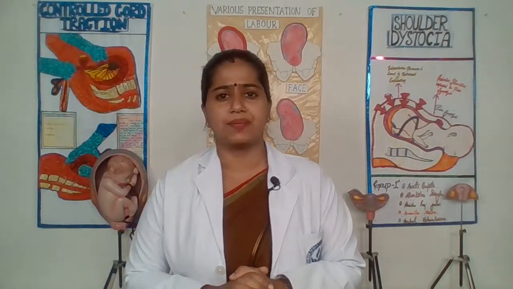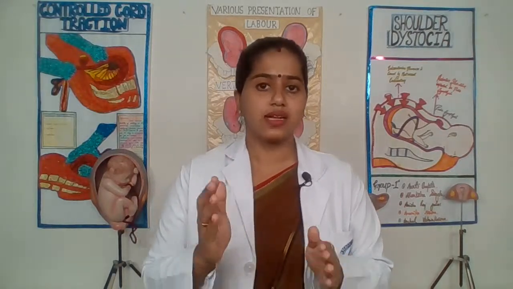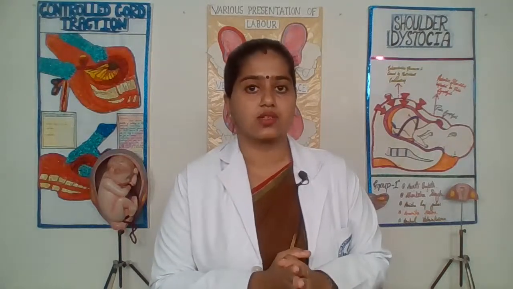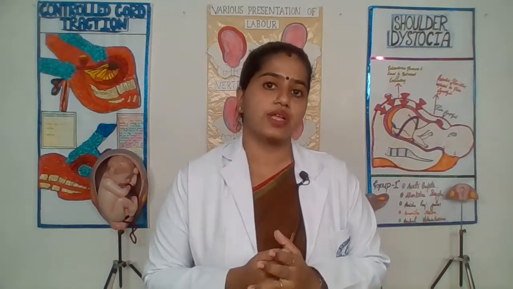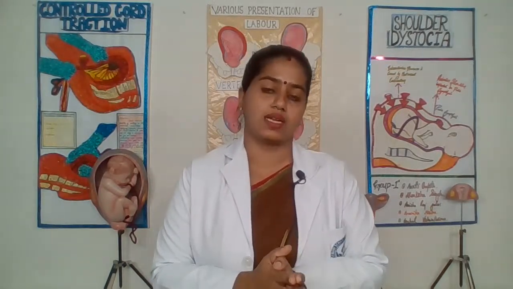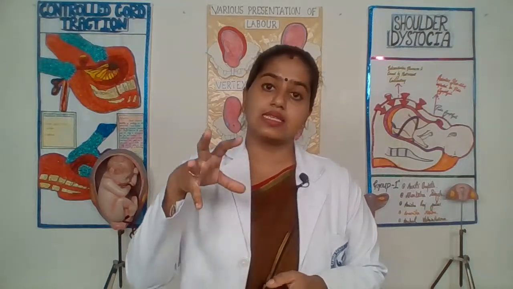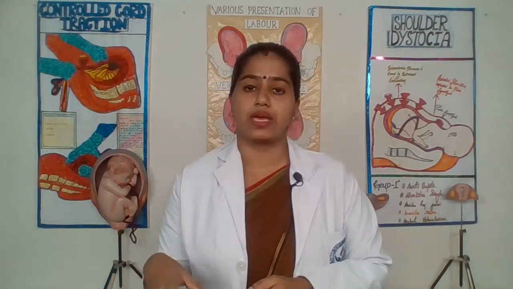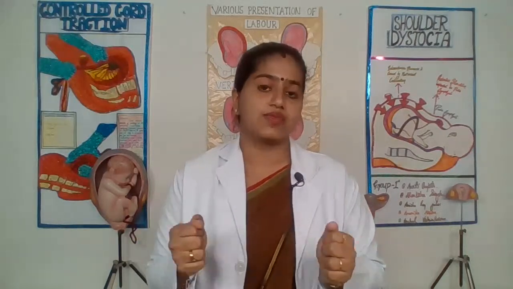So what is meant by unstable lie? Lie is the relationship of the long axis of the fetus to the long axis of the maternal spine. Usually it is longitudinal lie. The other types of lie are transverse lie and oblique lie. So the fetus inside the uterus will be moving or rotating inside the uterus. Movement is very much needed.